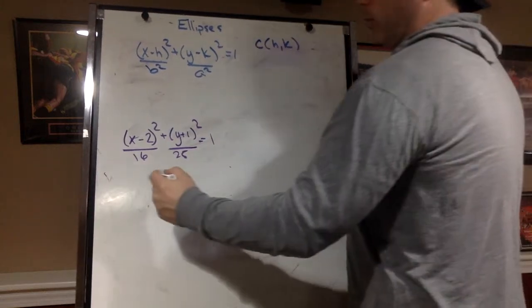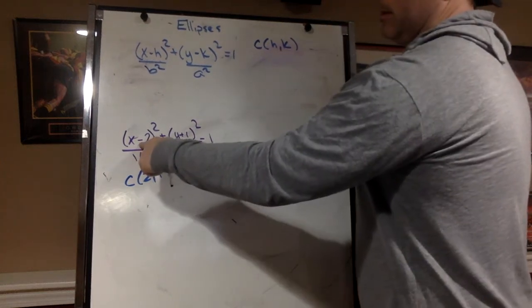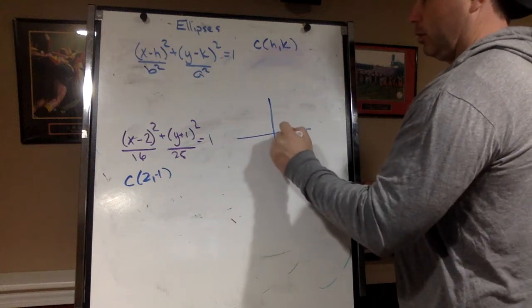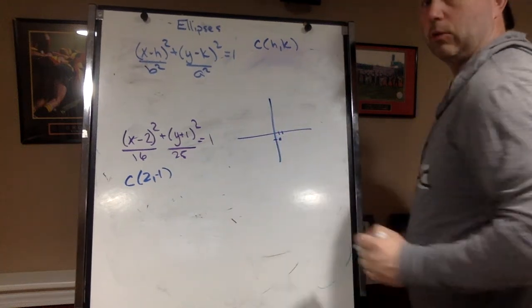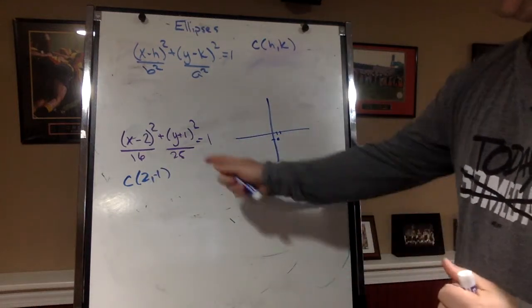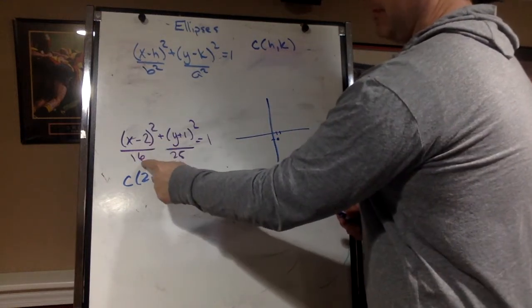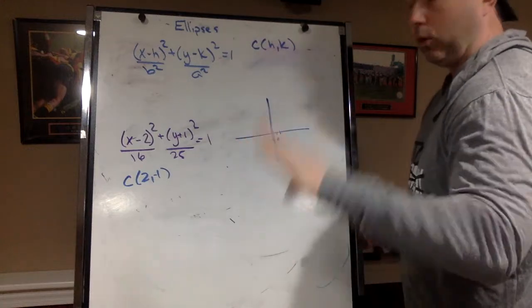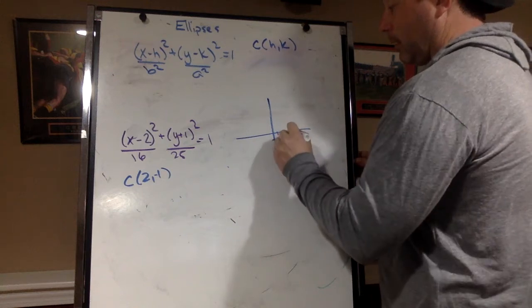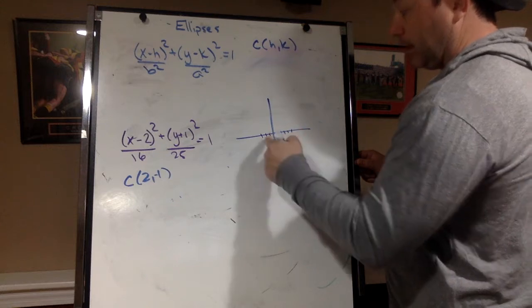All right, so where's my center? My center is at (2, -1), because it's the opposite of that, the opposite of that. So when I go to graph, (2, -1), we're right there. Now, what do the a squareds and b squareds do? Well, a and b tell us how far to go in those directions. Under the x, I have 16. Square root of 16 is 4. So in the x direction, from my center, I'm going to go right 4 and left 4.